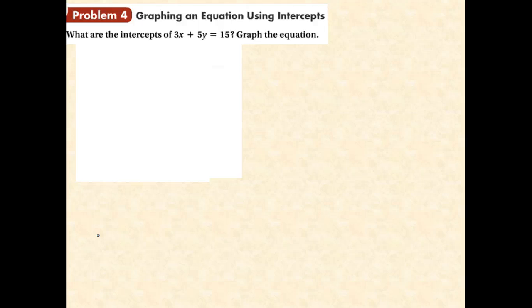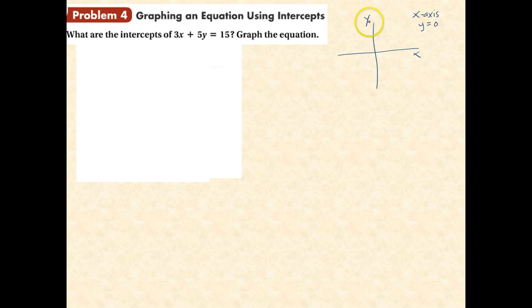What are the intercepts of 3x plus 5y equals 15? And graph the equation. Well, do we remember from Algebra 1 how to find the intercepts? What is an intercept? An intercept is the point where the line crosses one of the axes. And the neat thing about the axes is that on the x-axis, the y value is 0. Because if we were above the x-axis, the y value would be positive. If we were below the x-axis, the y value would be negative. So on the x-axis, the y value equals 0.